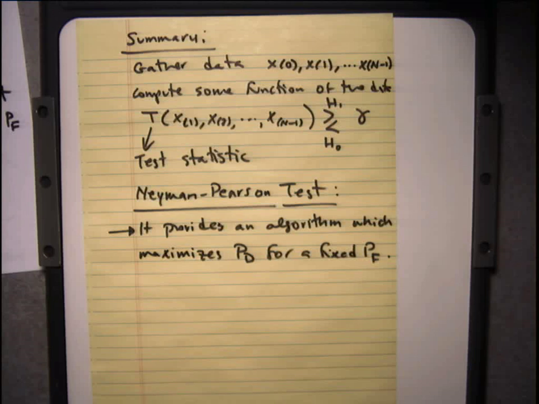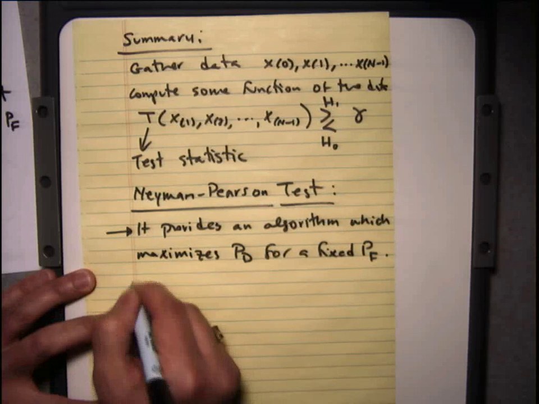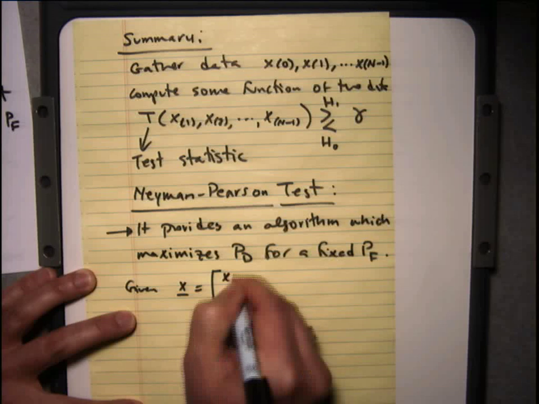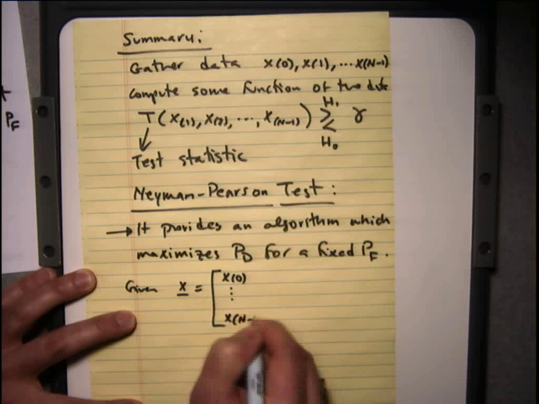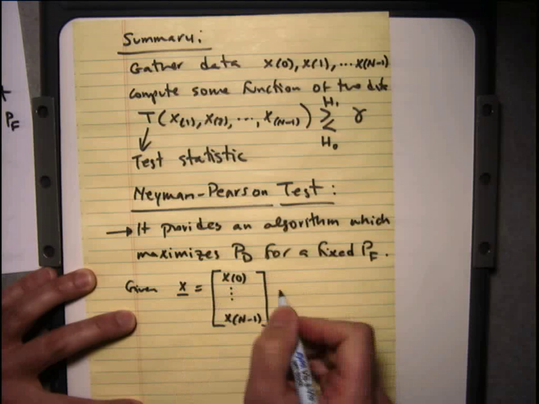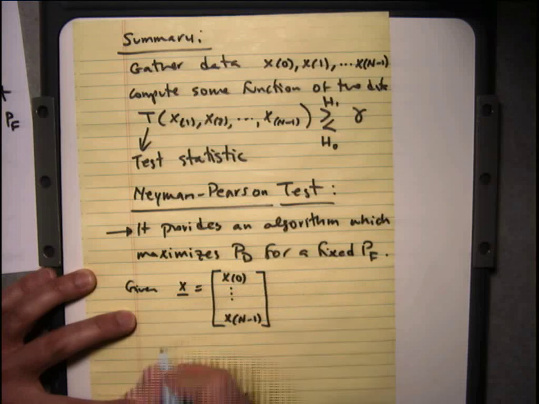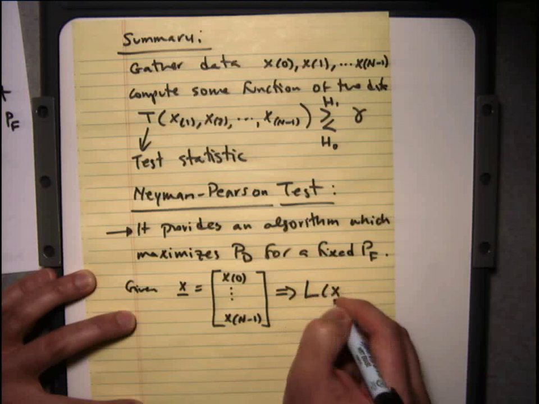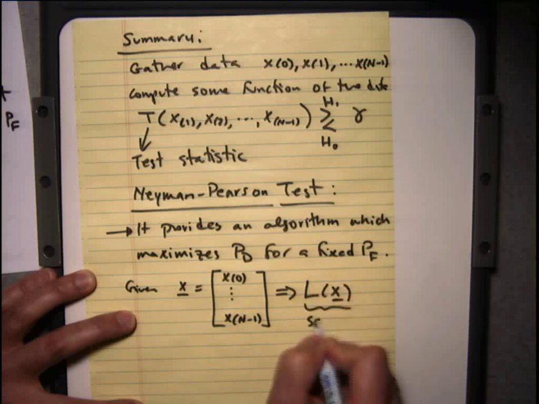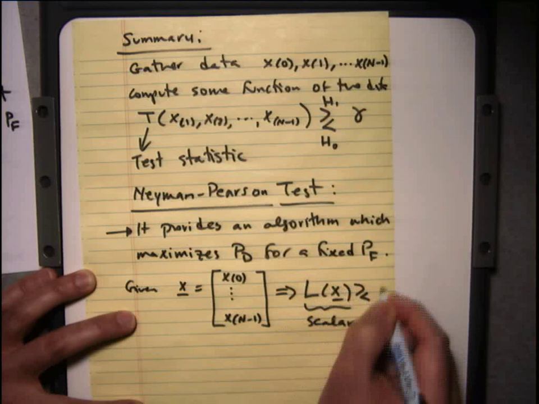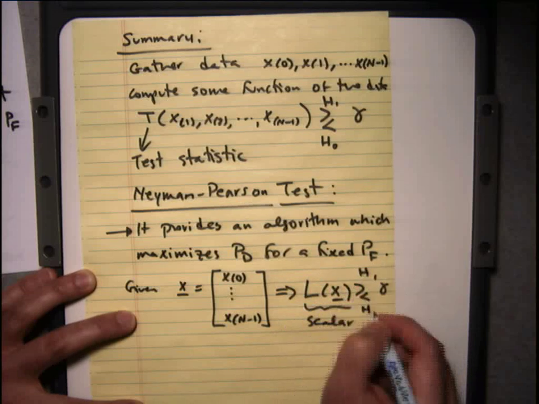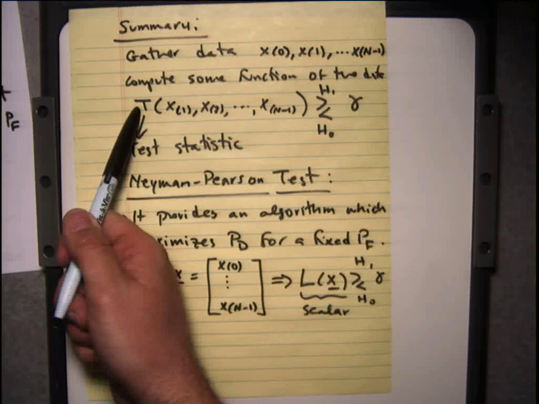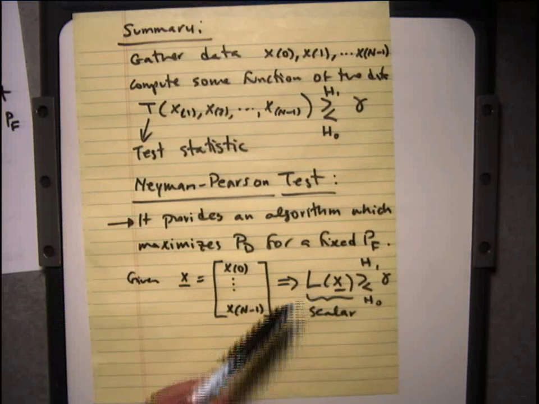Okay, so mechanically, this is how it works. Generally, you're given the data. Let's write it as a vector: x is x of 0 to x of n minus 1. From these, you compute a function L of x. This function is always a scalar. And you compare it to a threshold gamma. You get H1 or H0. But this L of x is nothing but T of x. There's a reason why I'm calling it L of x here. You'll see in a moment.